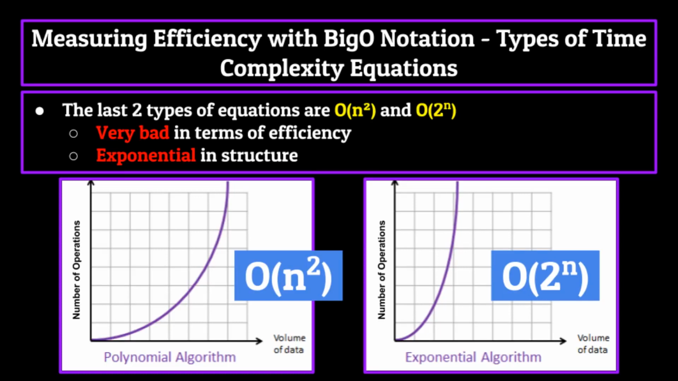While there are more time complexity equations that exist, such as O n factorial, which is even worse than the 2 I just mentioned, the data structures we'll be talking about will never have time complexity equations that exist outside of the 5 we've just covered, so we're going to stop there.